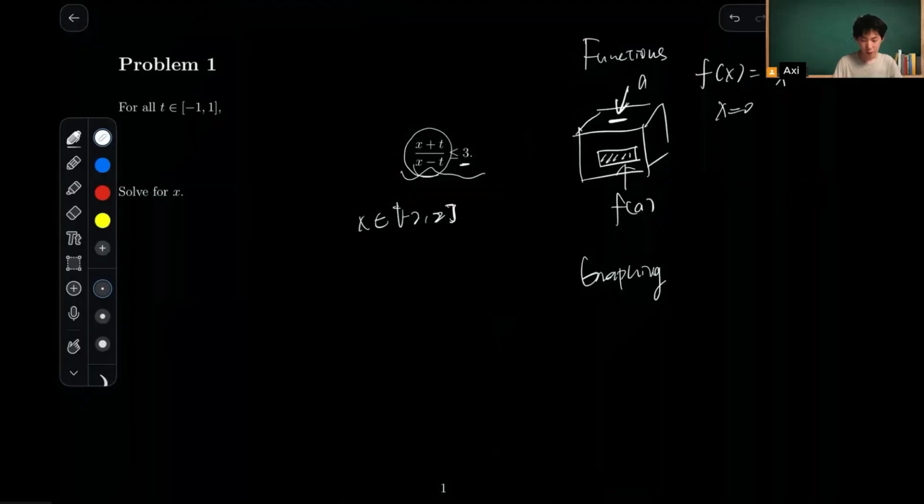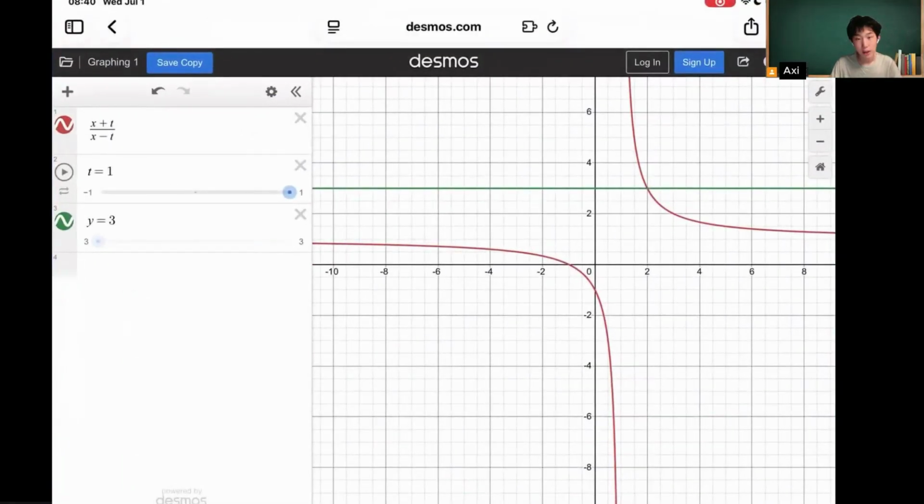And we're done. So basically what we did here is that we treated the left side as a function, f of x is equal to (x plus t) over (x minus t), while t is a parameter. And then we treated this 3 as a constant line. And it just naturally makes sense because you're essentially trying to find the region that is below that constant line.